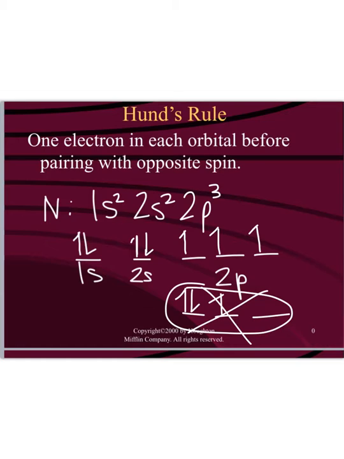Now, once these are all filled, such as shown here, these are all already 1 on each line, right? Then if it was 2p4, I would go back and now pair it. So that would be 2p4, then that would be 2p5, and then that would be 2p6. Okay, so that is how you would fill the orbitals.